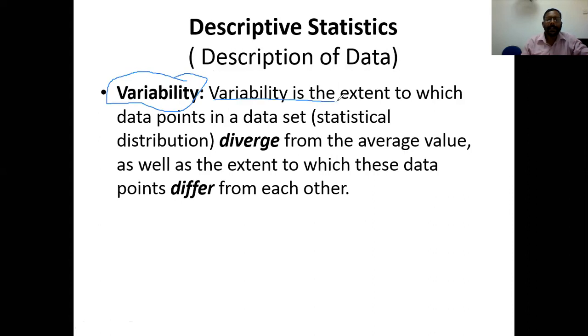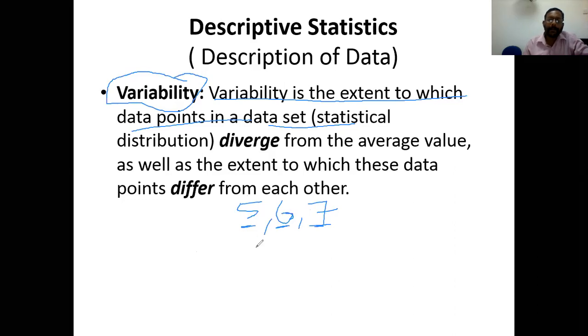Variability is the extent to which data points in a data set diverge from the average value, as well as the extent to which these data points differ from each other. So this is a definition, right? Let's say I have a data set 5, 6, 7. How many data points are there? This is the first point, second point, third point. How many points are there? Anyone? 3. Fine. I took a very simple example.